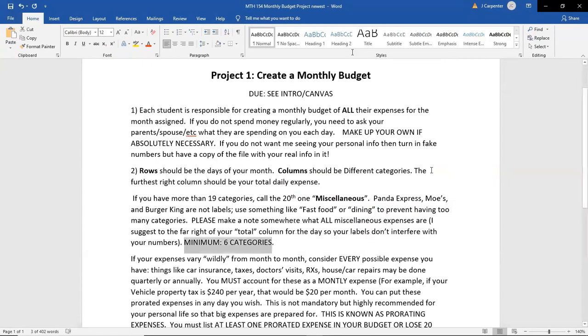If you do any less than 6 categories, that's when I start to take away points from your grade. Now you might be saying, Mr. Beckner, I only paid for 3 things this whole month. So make it up then. Again, if you can't meet these minimums or you can't get the information from someone, then just make it up. But understand that in your life, you will be paying for this stuff eventually.